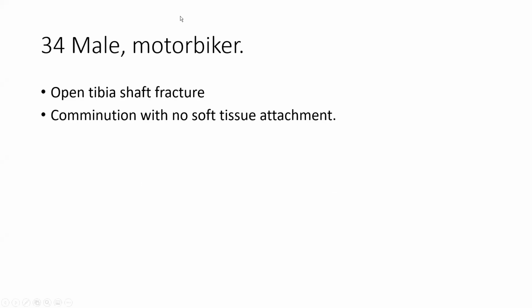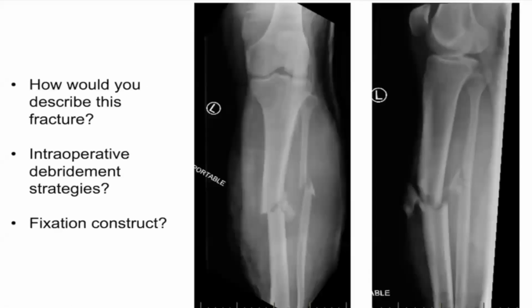So this is a 34-year-old male, a motorbiker, open tibia shaft fracture, comminution with no soft tissue attachment, okay? So this is all already a red flag for his fracture. These are his x-rays. So this is at the presentation. How would you describe this fracture? Anyone?